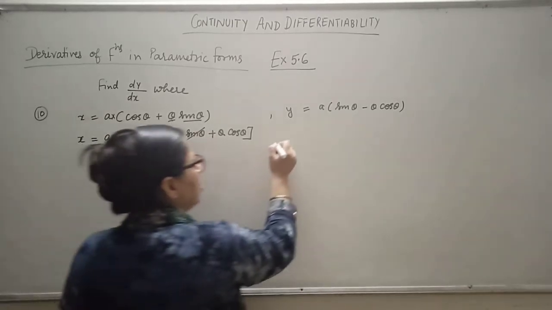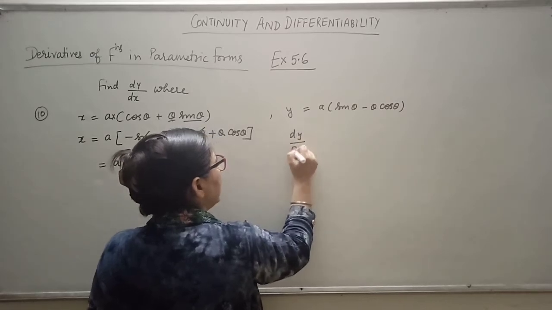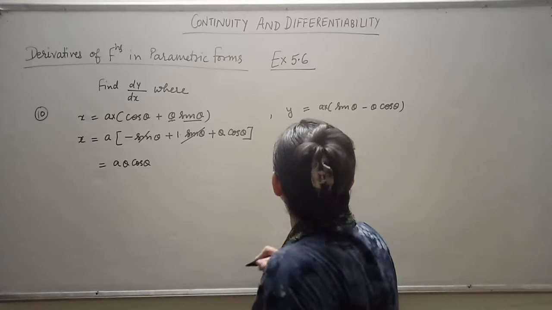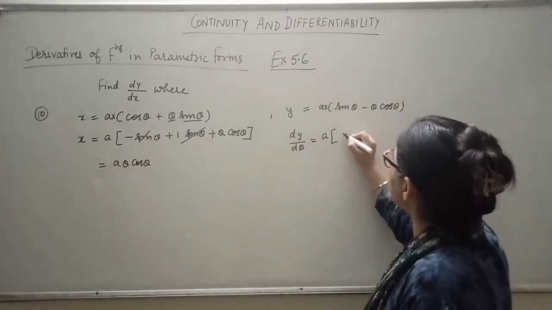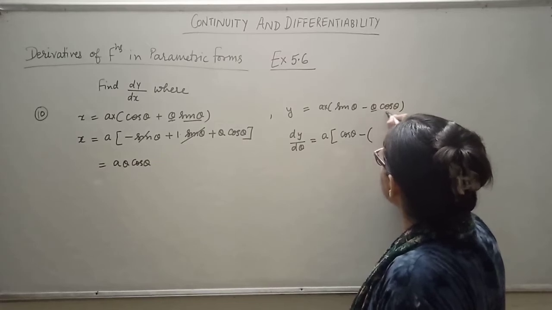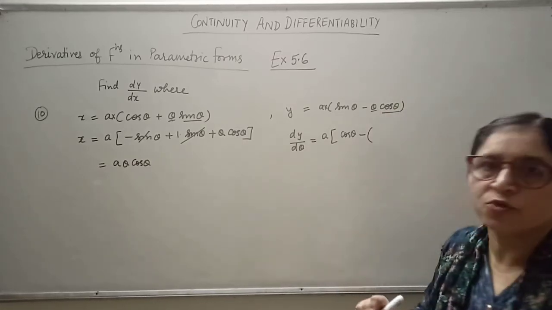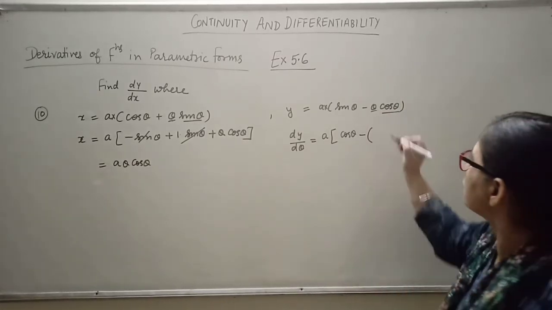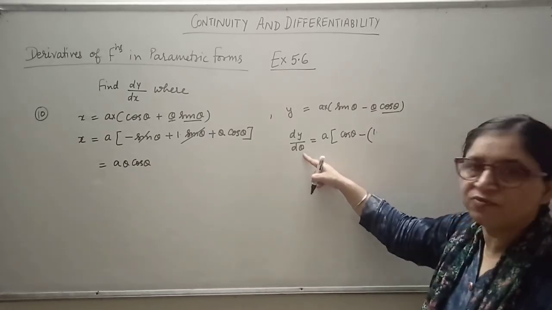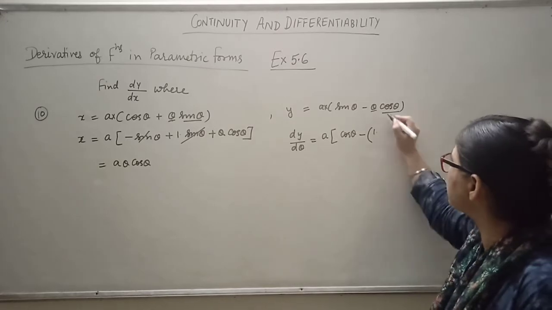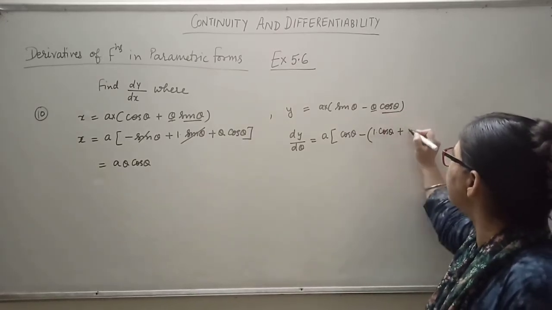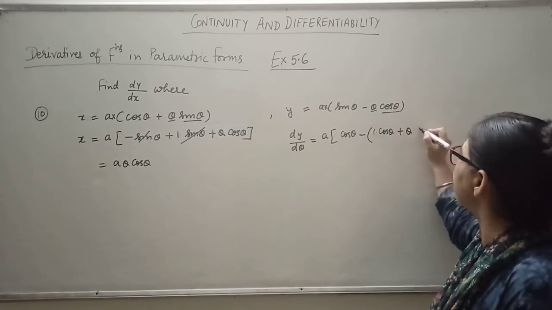Okay, so now come here, dy by dθ is equal to a. It is in multiplication, write it down as it is. What is the derivative of sin θ? That is cos θ. Now minus θ, because these two functions are in product, so product rule will be applied. So θ's derivative will be 1, because it is differentiation with respect to θ only, so its derivative is 1. cos θ as it is, plus θ will be written as it is, and what is the derivative of cos θ?